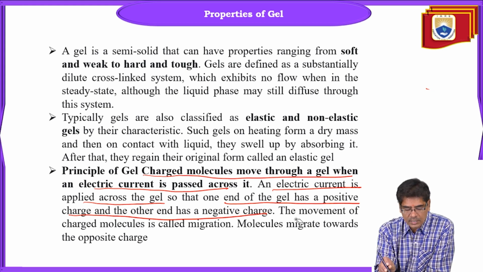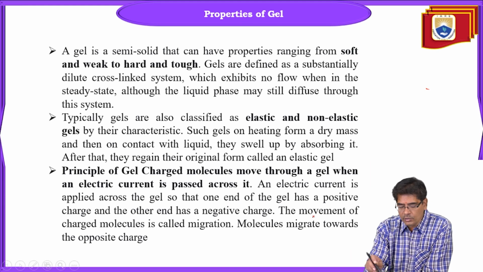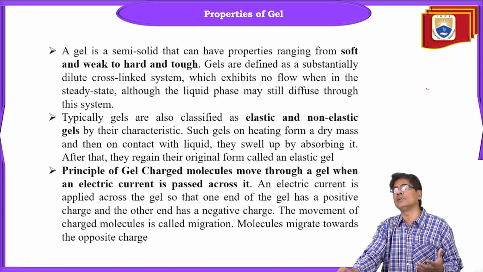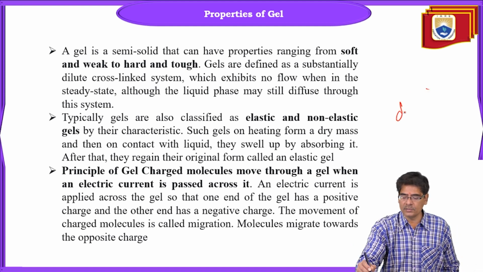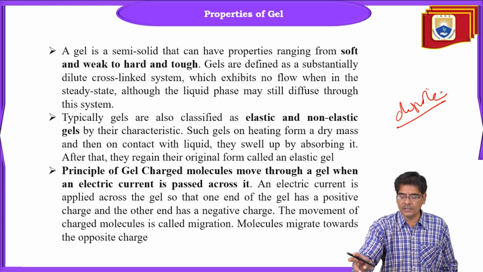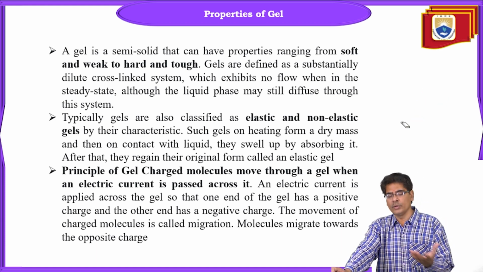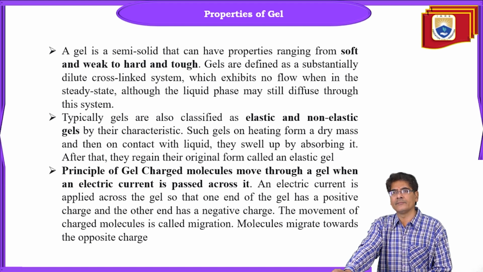The movement of charged molecules is called migration. Molecules migrate towards the opposite charges, just like a dipole, a set of equal and opposite charges separated by some distance. Similarly, the principle is that charged molecules move through a gel when electric current is passed across it.